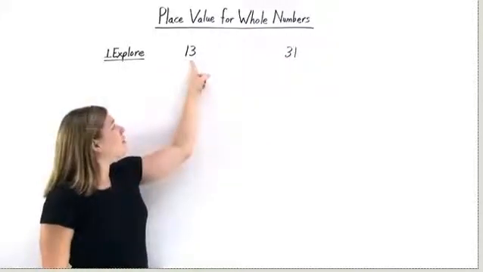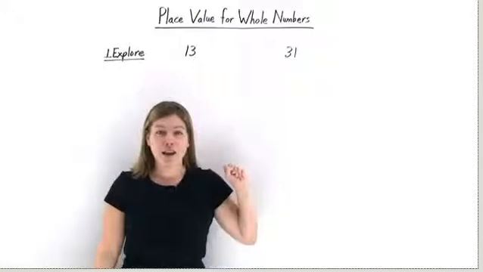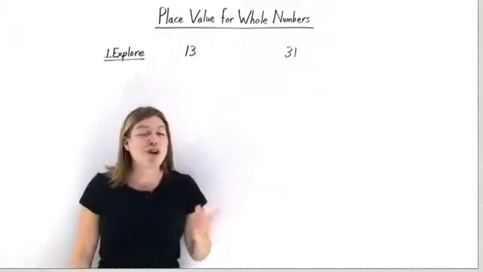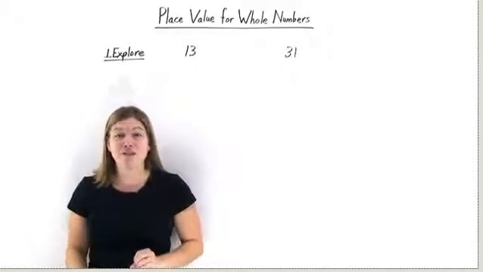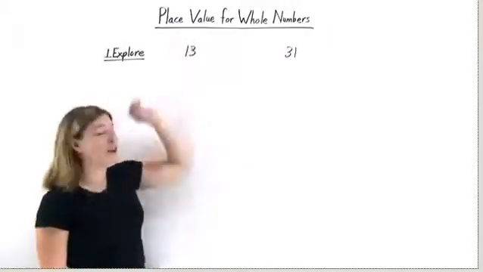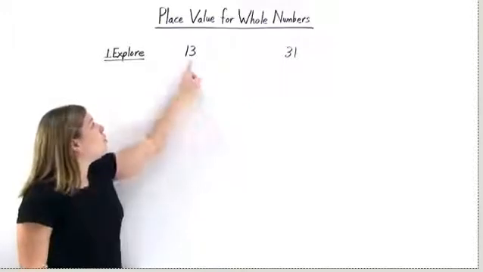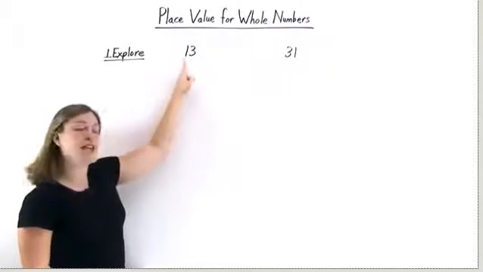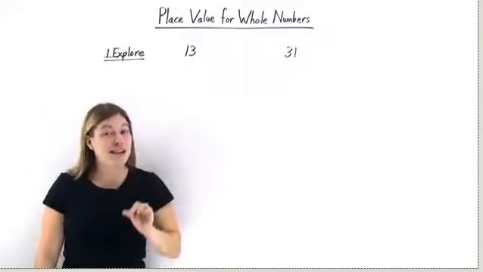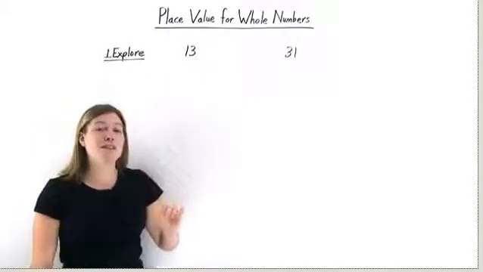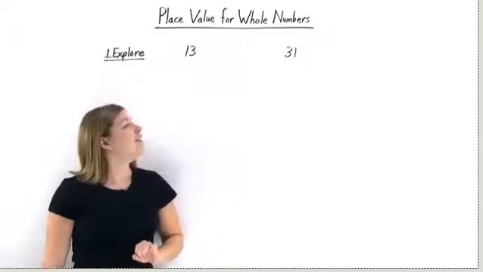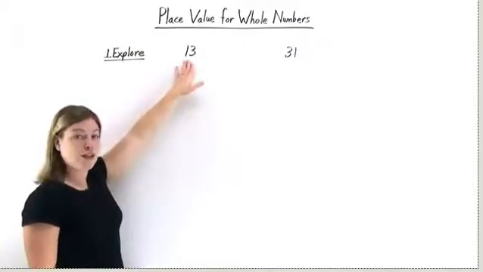They both use the same digits of 1 and 3. But notice, those digits are in a different order. So, that order is making a difference. That is where place value comes into play. The location or place of each of these digits makes a big difference for the overall number. That location determines the value for that digit. So let's take a closer look at 13.